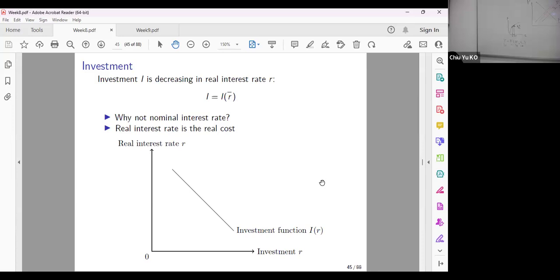So the interest rate would determine how much investment you have, right? Suppose the interest rate is 0, then anything that can generate more, you would do, right? But if the interest rate goes higher and higher, then you would try to abandon projects that are not profitable. So that is the idea, right? This investment function.